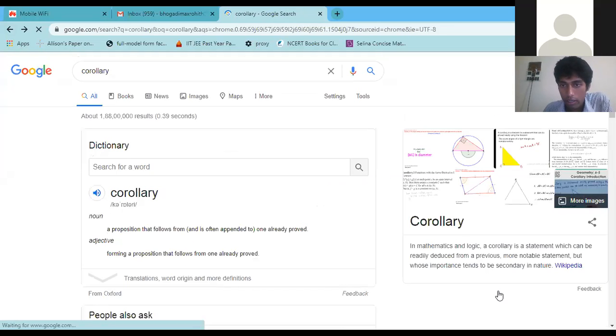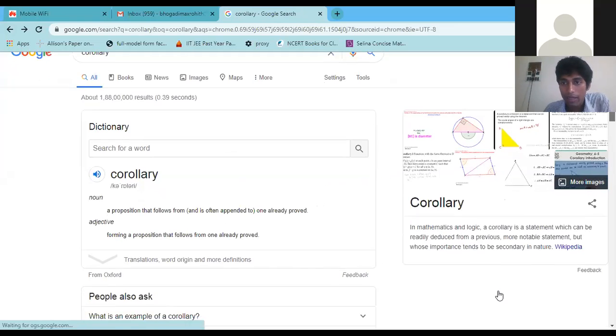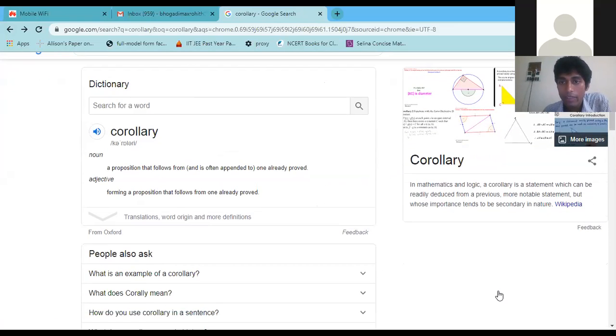I will go back to corollary. You see on the right side of the page: in mathematics and logic, a corollary is a statement which can be readily deduced from a previous statement. Means the first statement can be proved. From a previous statement, if you are able to prove one more statement, that is known as a corollary.